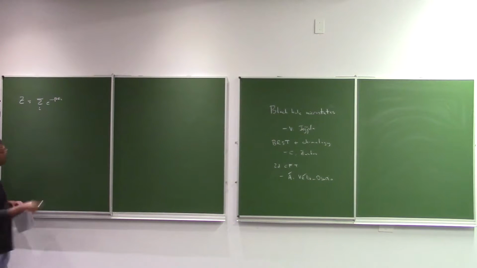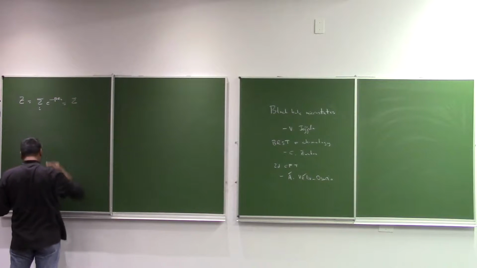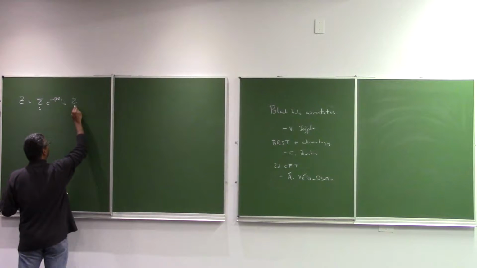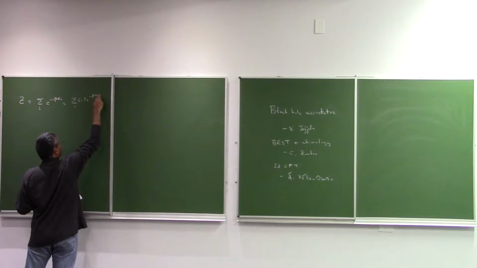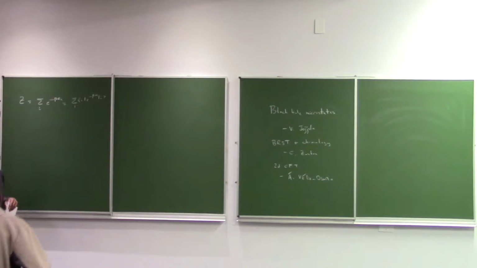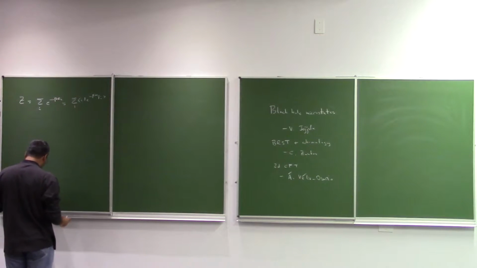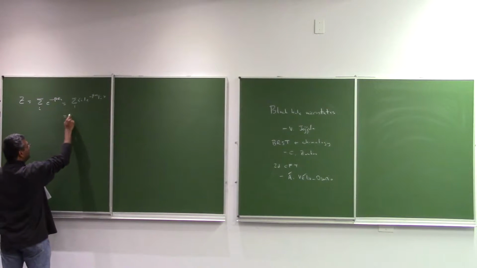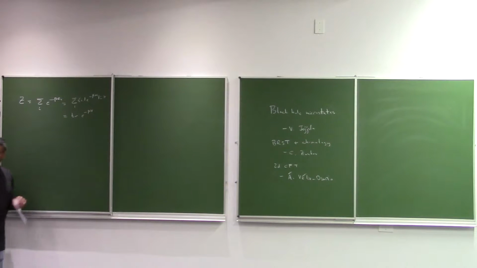So we can write this as a sum over states, which is summing over all the states in the system. And this is the trace of e to the minus beta H. Right?